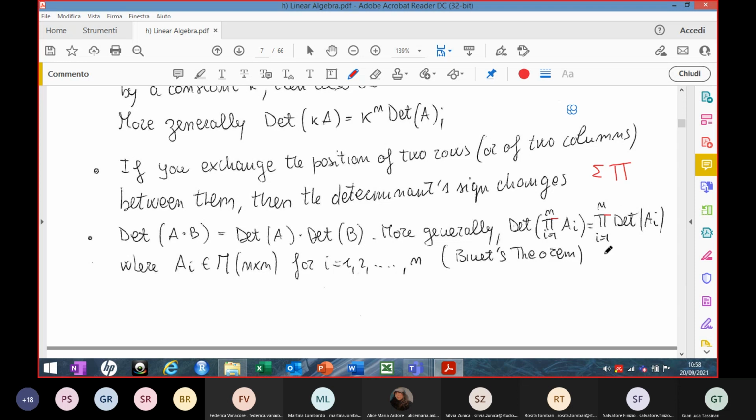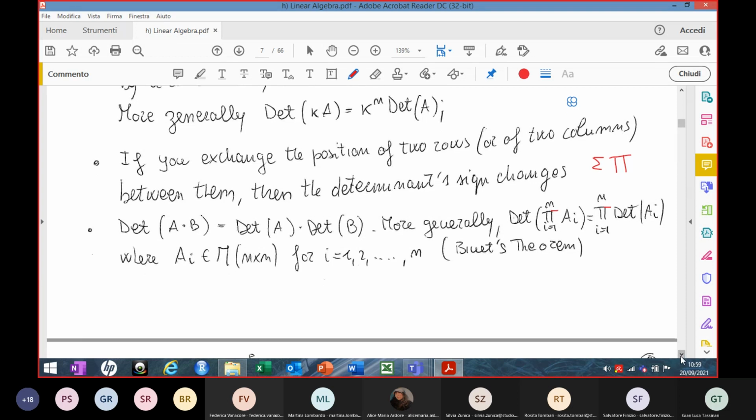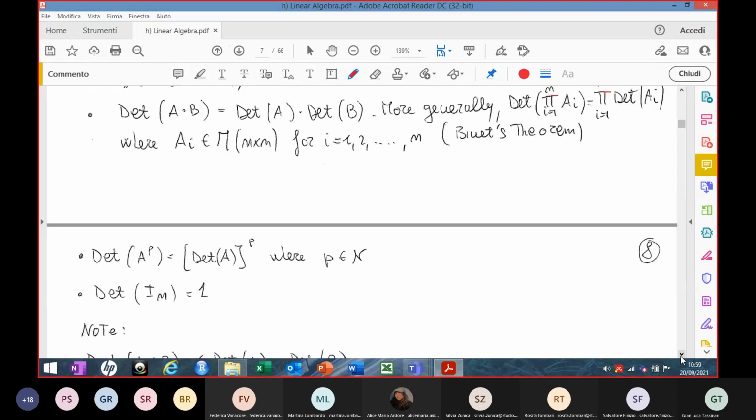But according to Binet theorem, what you can do alternatively is simply compute first the determinant of each of these 100 matrices, and then multiply all the determinants. So this is called Binet theorem, where the Ai are, I repeat, square matrices of order n, because remember, you can compute the determinant only for square matrices.